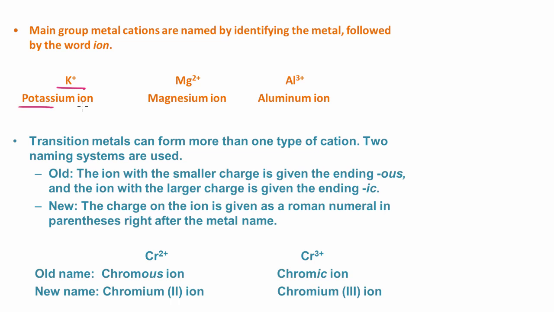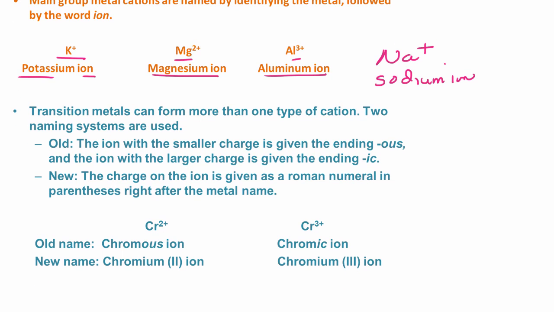This is potassium ion, magnesium ion, aluminum ion, sodium ion. For the transition elements, and also those elements like tin and lead and indium, they can form more than one type of cation. We use two naming systems. There's the old one and the new one. In the new system, the charge on the ion is given as a Roman numeral in parentheses right after the metal name.